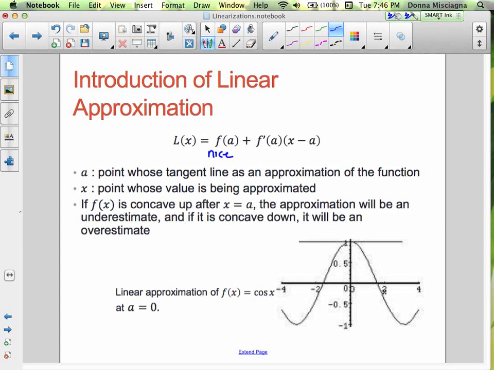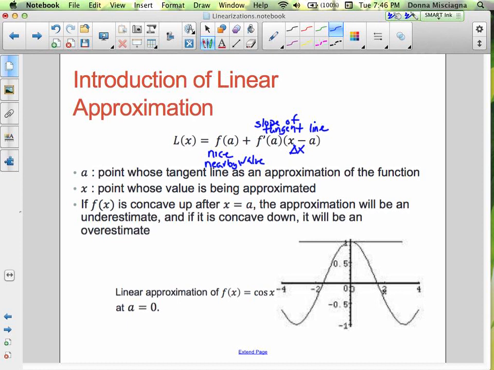It's the nice nearby value. This is just the slope of the tangent line. It's the nice nearby value that the tangent line is going through because we're using that particular slope, right? So since it's that slope, it's that value. And then this is the change in x.